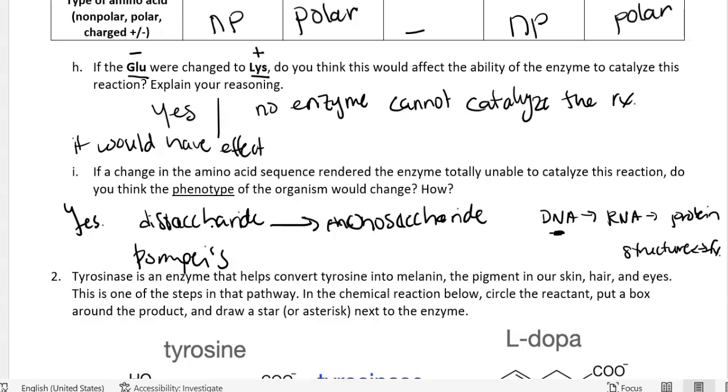I didn't expect you to know about this disease, but I did expect you to be able to figure out that, yeah, if you changed from a negatively charged amino acid to a positively charged amino acid close to the active site or at the active site, this would indeed have an effect. And if you change the amino acid sequence that makes the enzyme totally unable to catalyze the reaction, you would be in big, big trouble.